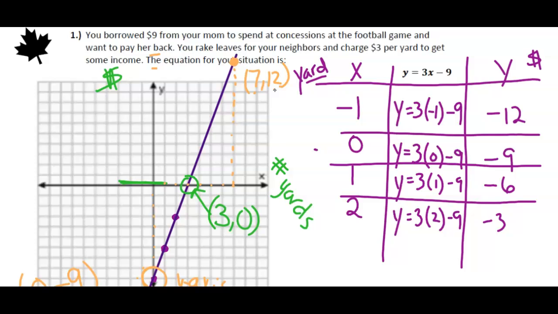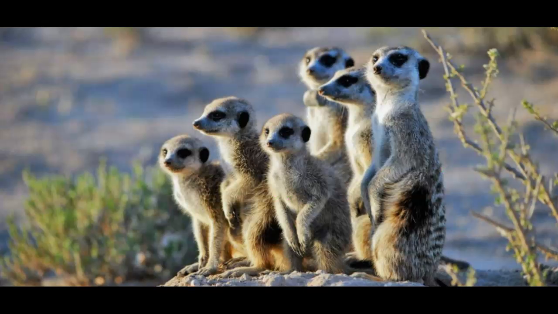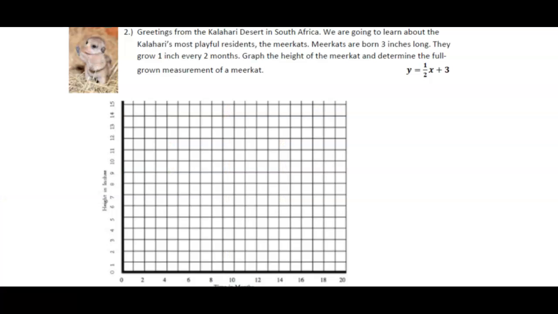Okay, let's look at another example. Our next example involves my friend the meerkat. So, greetings from the Kalahari Desert in South Africa. We are going to learn about the Kalahari's most playful residents, the meerkats. Meerkats are born 3 inches long, and they grow 1 inch for every 2 months.